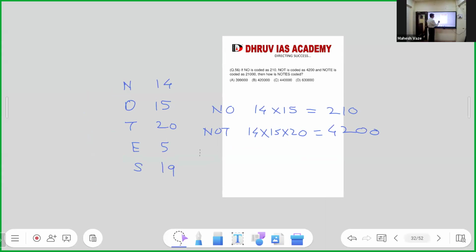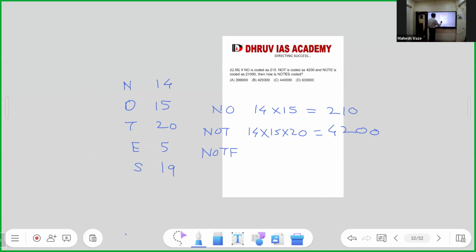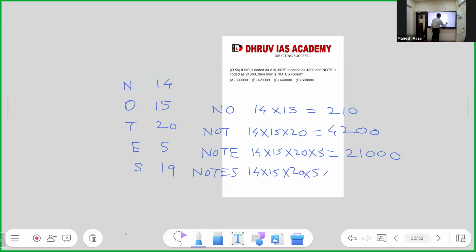Then next one, NOTE. So 14 into 15 into 20 into E, which is 5. So 4200 into 5 is 21,000. And the last S, so NOTES. So 14 into 15 into 20 into 5 into S, which is 19. So if you multiply 21,000 into 19, 19 ones are 19, carry 1, 19 twos are 38 plus 1, 399,000. So here the first option.